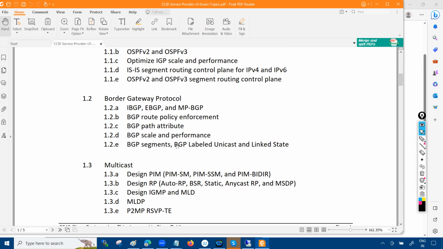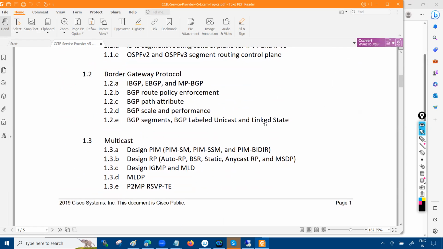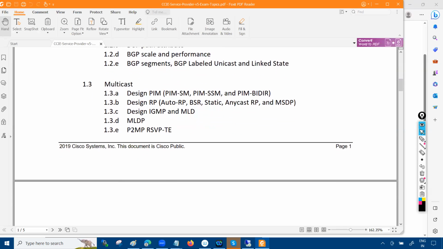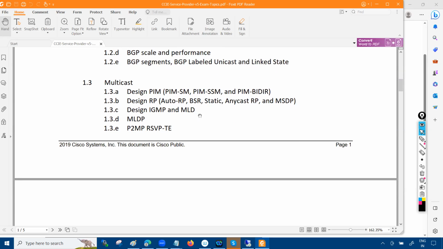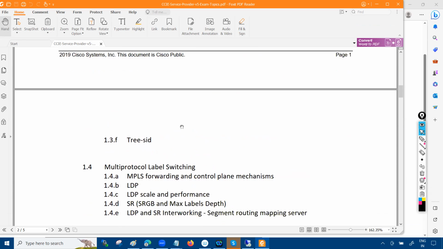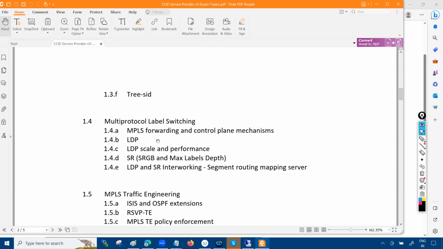In iOS, it is just a single command for BGP LU. On IOS XR, it's a totally separate address family. Link state means how we can exchange the link state routing information between two BGPs, right? And then after that, we can go with multicasting. In multicasting, we are going to do all the labs, okay? And then after that, we can go with RSVP traffic engineering too. And then we can move to the MPLS part.